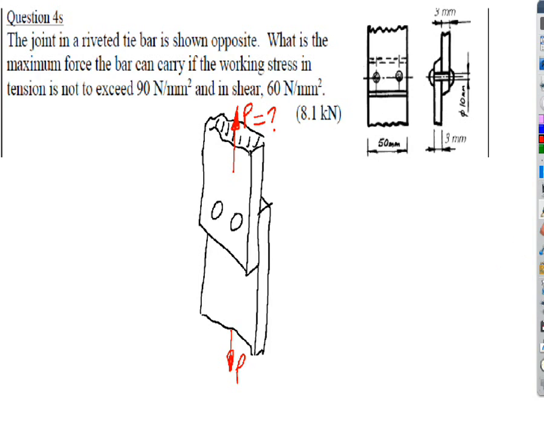We're given in the question, if you read the question, it's a riveted tie bar, they call it a tie bar here. We've got to find the maximum force that the tie bar can carry, if the working stress in tension is given as 90 newtons per millimeter squared, and the working stress in shear is given as 60 newtons per millimeter squared. So we've got two calculations here.